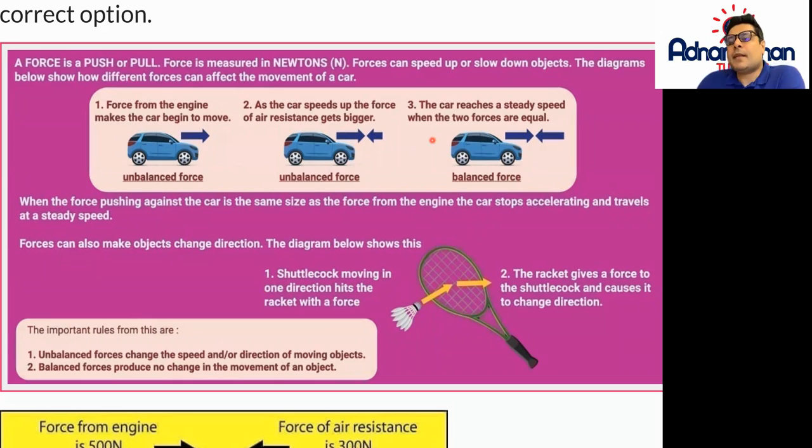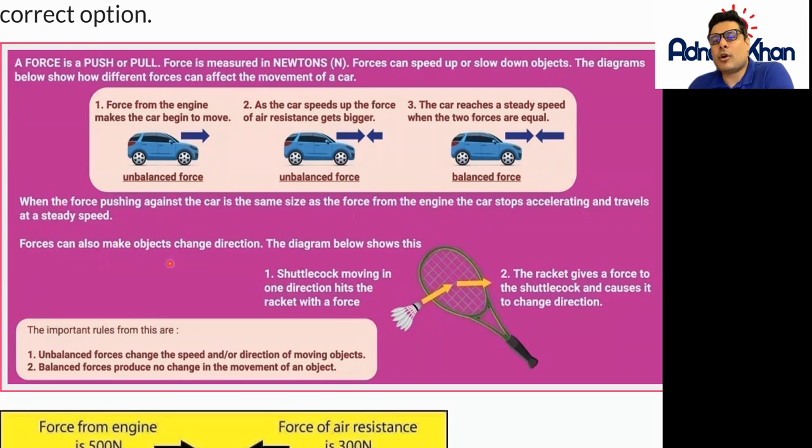In this case, it's still an unbalanced force. Point number three, the car reaches a steady speed when the two forces are equal. So the car is moving forward, that's force. At the same time, the air resistance pushing against the car is also equal, and this is when the car becomes a balanced force. So when the force pushing against the car is the same size as the force from the engine, the car stops accelerating and travels at a steady speed.